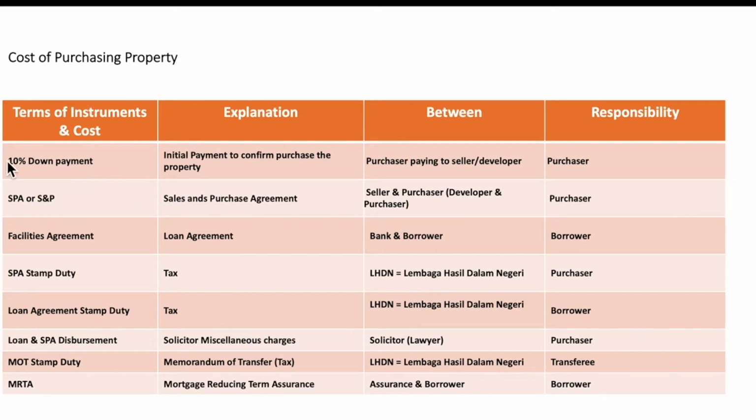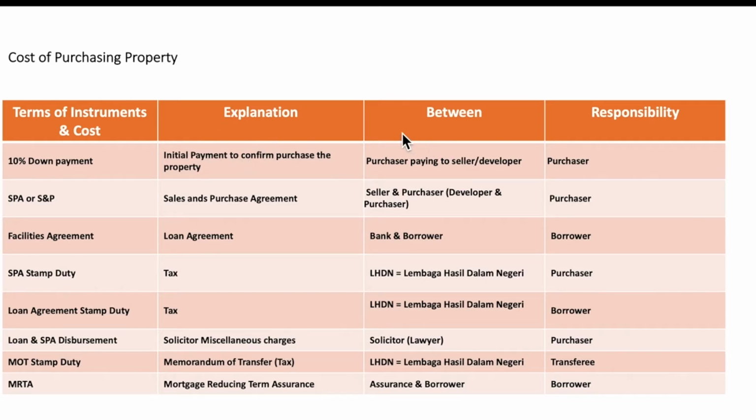So let's talk about the 10% down payment. This is pretty much straightforward. A 10% down payment means the initial payment to confirm the purchase of the property. It's quite standard. No matter whether you're buying a new property, or a secondary market or sub-sales property, it's always 10% as a standard, unless in the sub-sales or secondary market the owner and buyer agree to sign a 20% down payment agreement. But in a standard agreement, it's usually 10% down.